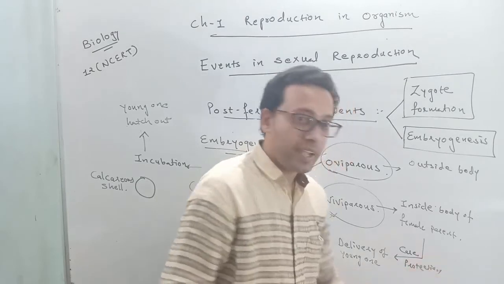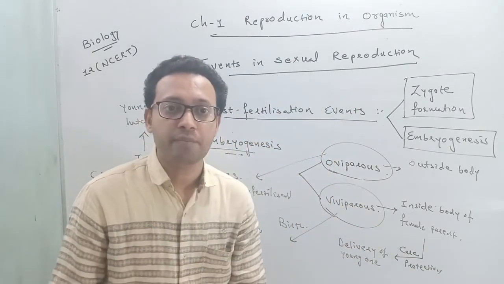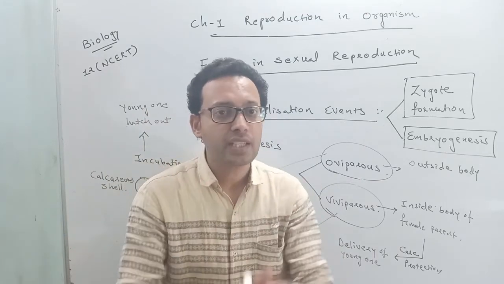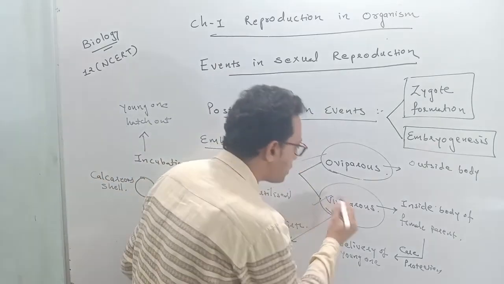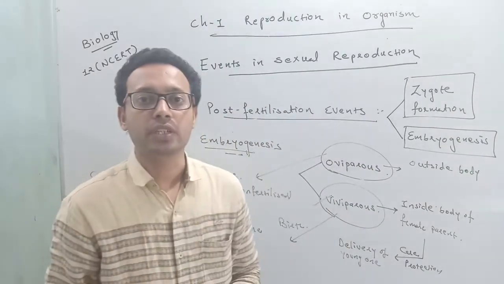As it is present inside the body of the female parent, there is more chance of safety, because it is already present in the parent's body, and the chances of care and protection are very high. So the chances of survival of a viviparous organism are higher as compared to an oviparous organism.